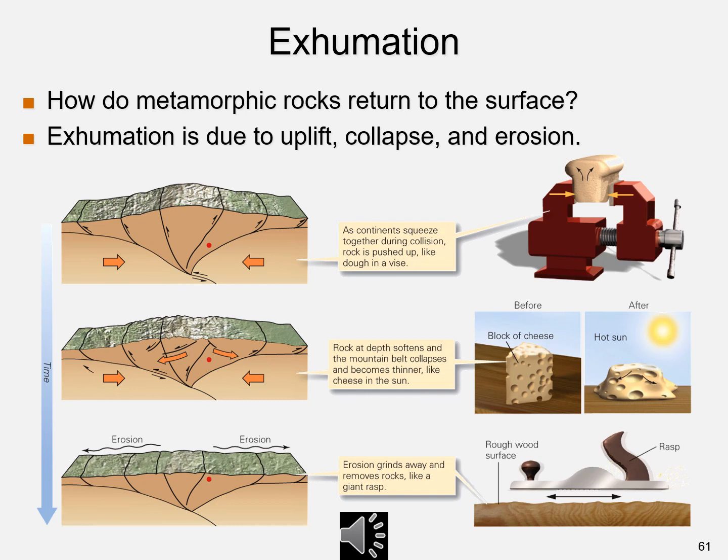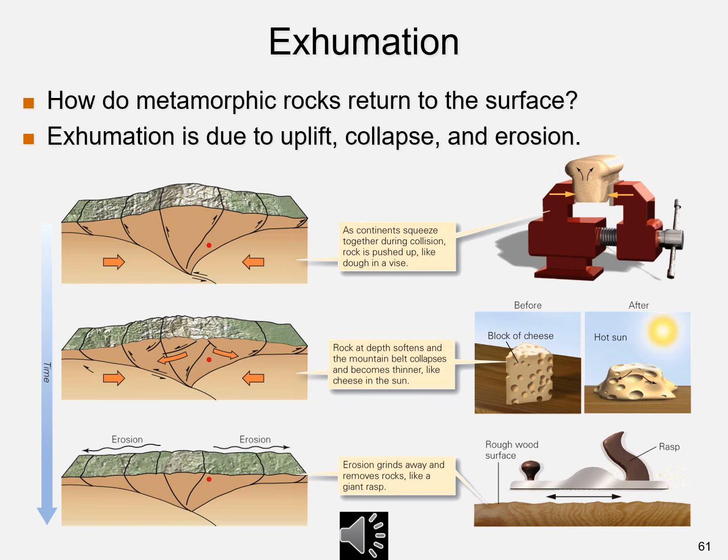Let's look at the specific processes that contribute to bringing high-grade metamorphic rocks from below a collisional mountain range back to the surface. First, as two continents progressively push together, the rock caught between them squeezes upward, much like dough pressed in a vise. The upward movement takes place by slip on faults and by plastic flow of rocks.